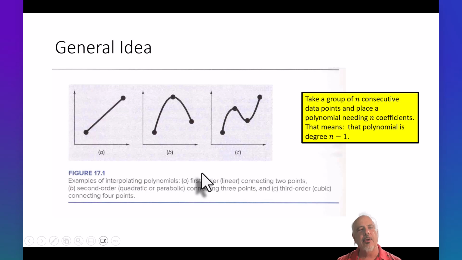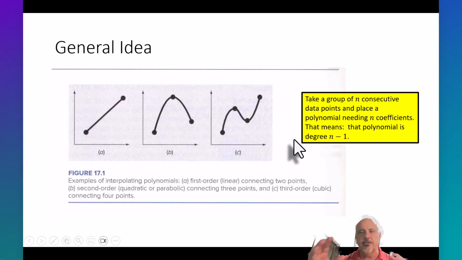Okay, but in general, the general idea is if you have 2 points that you're going to do a polynomial fit, well, you just have a line segment. So that's just a linear first order connecting those 2 points. If you have 3 points, then you can do a quadratic for that. And if you have 4 points, then you can put a cubic through those 4 points, and then you can interpolate to your heart's content in between the points.